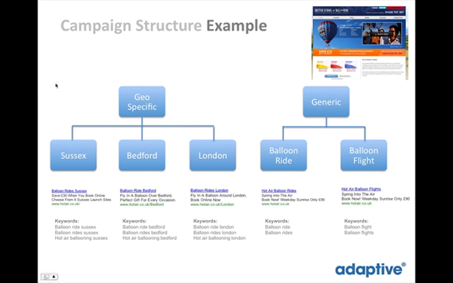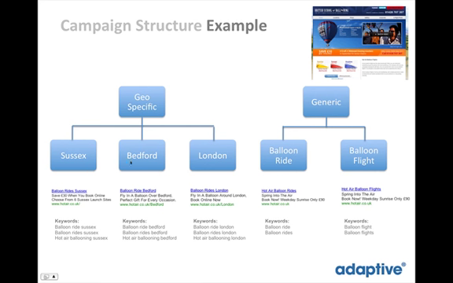If we now look at an example of this using a hot air balloon company that operates around the London area, they may have two different campaigns, one for geographic specific keywords and one for generic keywords. So within the geographic specific campaign, they would have ad groups for each of the locations where they are based. So they would target keywords relating to their area, so balloon ride Sussex, balloon flight Sussex, hot air ballooning Sussex, and then have ads which relate to that geographic area. Again, keeping the relevance right from keyword to ad text to the landing page.